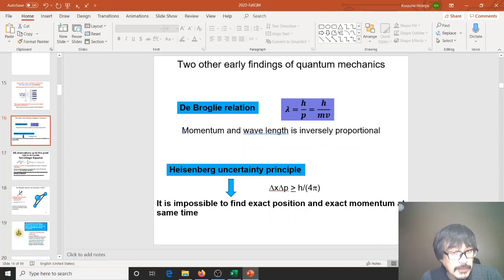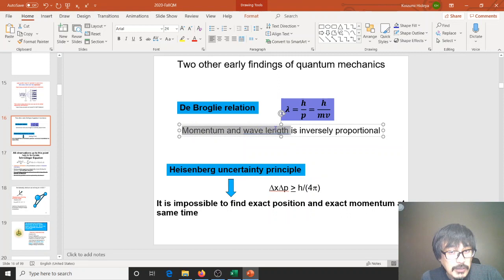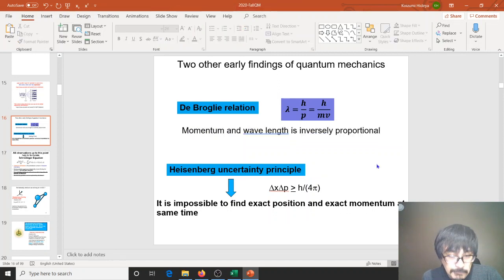So it says that momentum and wavelength are inversely proportional. Because of this finding, they can find wave-particle duality not only for light, but also for other, much heavier particles like electrons. Once we accept this formula, we can move on to the Heisenberg uncertainty principle. That is a little bit more strange.